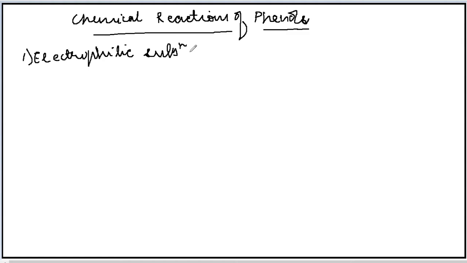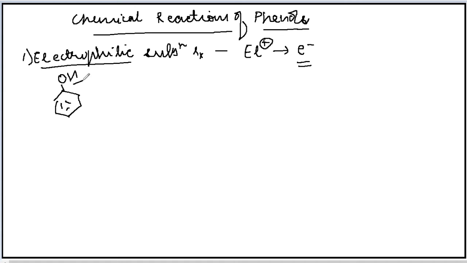Electrophilic substitution reaction. The name itself suggests that there will be substitution of an electrophile. Electrophiles are those species which are themselves positively charged and get attracted towards a negative charge. Wherever they get a negative charge, they get attracted towards it. Now in case of phenol, the general structure of phenol consists of this hydroxyl group attached to the benzene ring, and this carbon is sp2 hybridized.